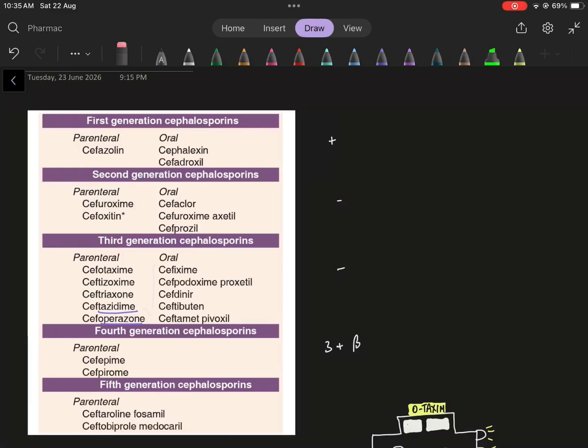Okay, so what is the deal with cephalosporins? Everyone finds it so difficult to learn because none of these words are natural. So today, let's learn the cephalosporins once and for all.